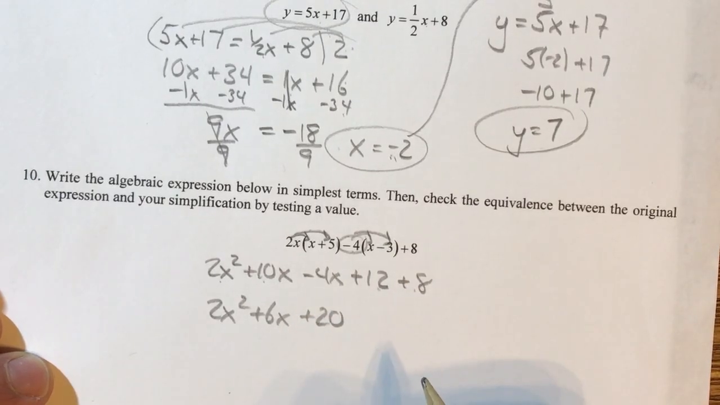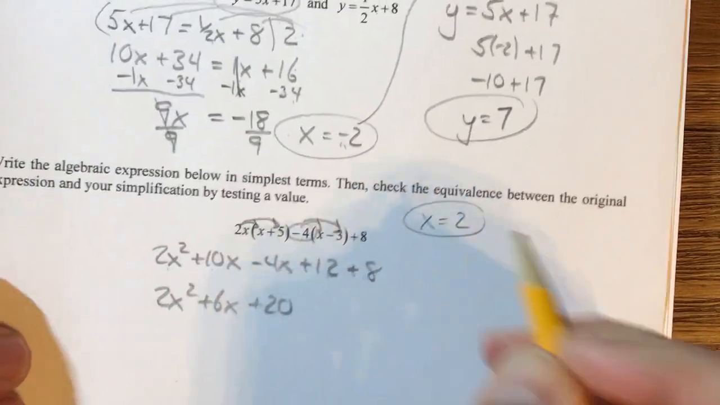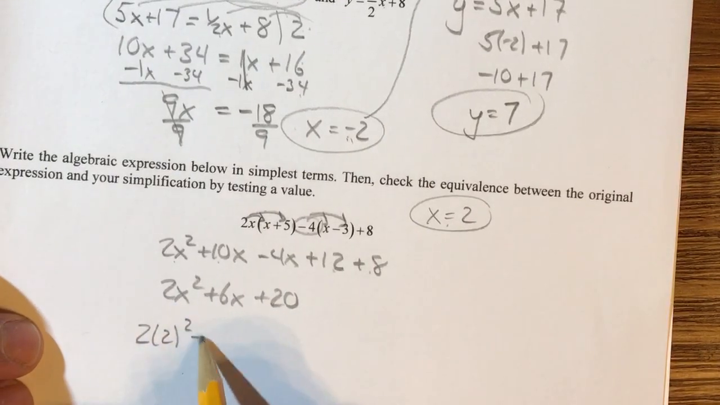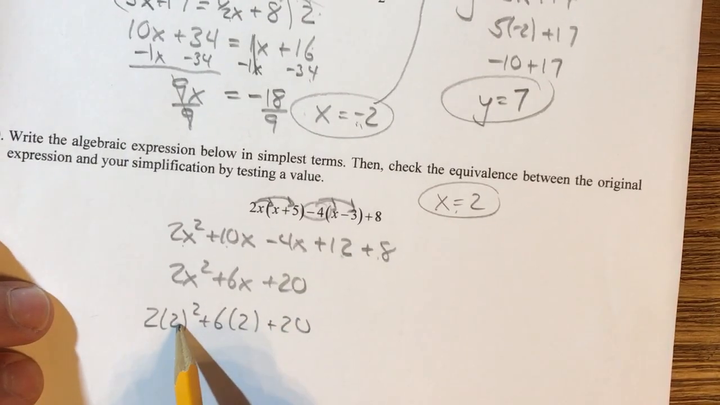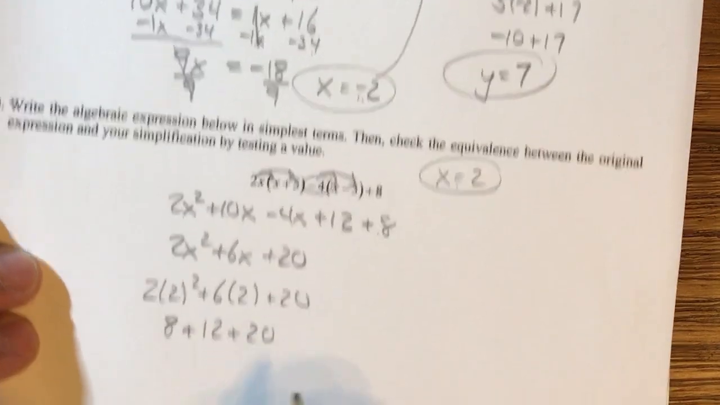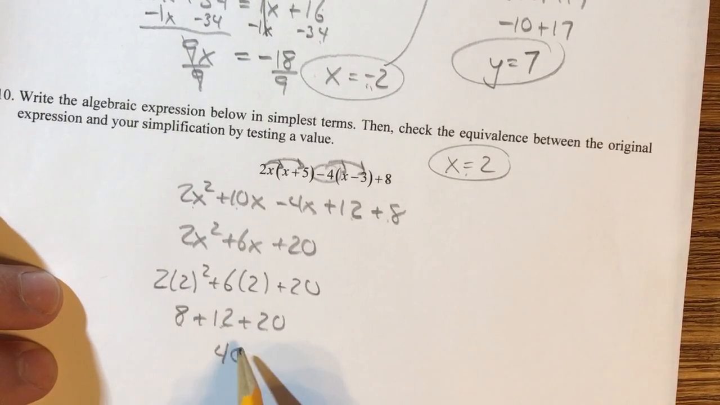All right. Pick a number. I don't know. Let's pick a simple number. How about 2? So I'm going to put 2 into this. 2 times 2 squared, 6 times 2, plus 20. 4 times 2 gives me 8. This gives me 12. This gives me 20. 20 plus 20, I'm getting 40 is my total.